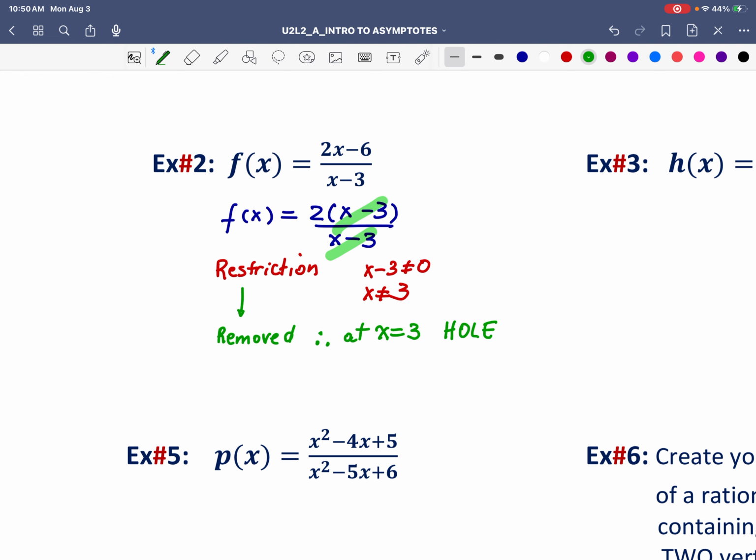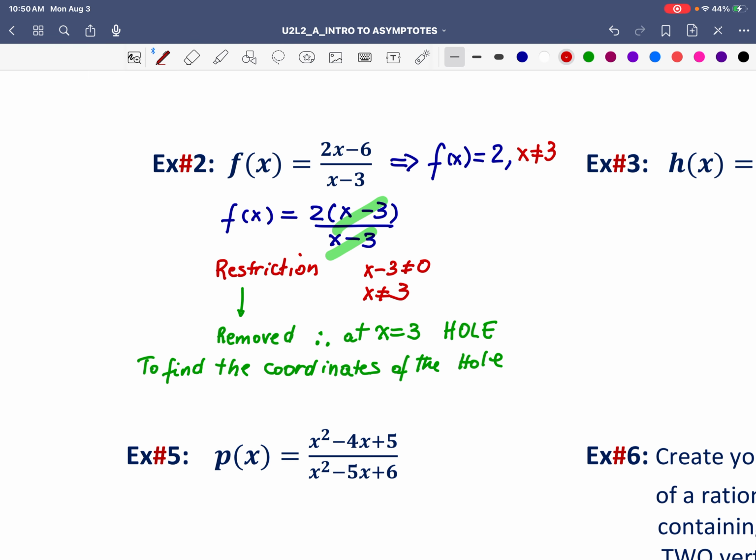Now, if you find that the function has a hole, you have to find the coordinates of the hole. And for this, we are going to use a simplified form of the function, and that is very important. So what does that mean? Now that we have determined what the restrictions are, we're going to rewrite the function f of x in its most simplified form as f of x equals 2, comma, and then we're going to list the restriction x different than 3.